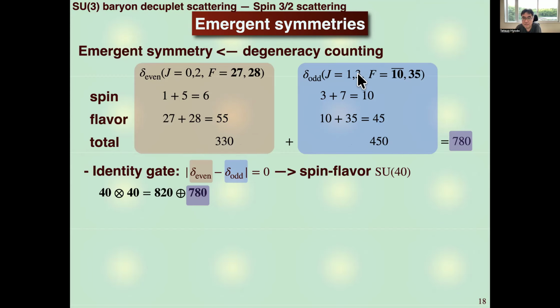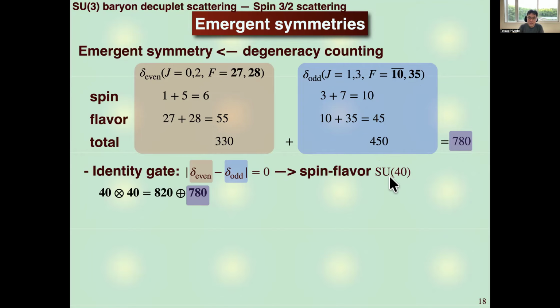In the same way, we can calculate: spin 1 has 3 components, spin 3 has 7 components. So there are 10 spin components. The number of flavor degrees of freedom is 45. Multiplying this, we have 450 degrees of freedom. And altogether, we have 780. And this number actually corresponds to the spin-flavor SU(40) multiplet.